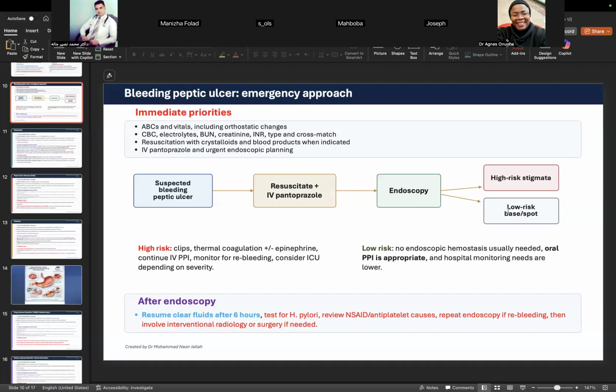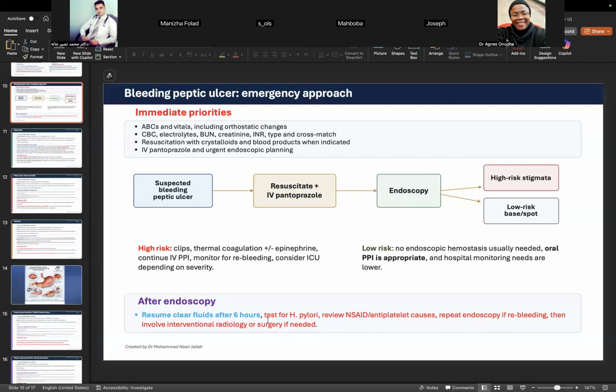Endoscopy, high risk or low risk. If it is high risk: clips, thermal coagulation, plus or minus epinephrine, continue IV PPI, monitor for rebleeding, and consider ICU depending on the severity. Low risk: no endoscopy, treat as an outpatient.